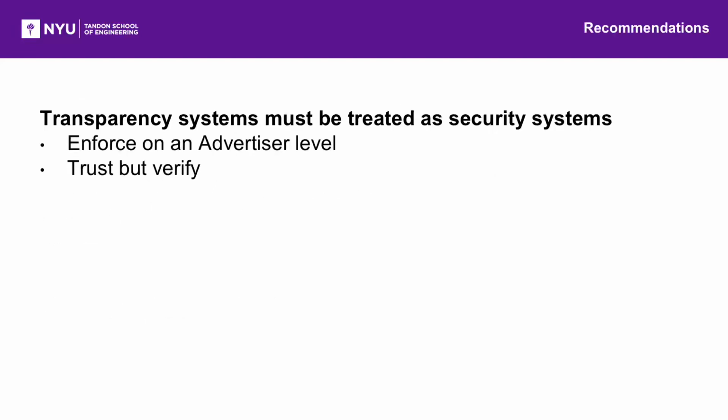We have two recommendations for the future. First, transparency systems need to be treated as the security systems they are. Much more work needs to go into enforcement. As they stand, these systems border on being voluntary. Specifically, we recommend that platforms building this system do enforcement on the advertiser level. We also recommend that a much stronger trust model of trust but verify be put into place.